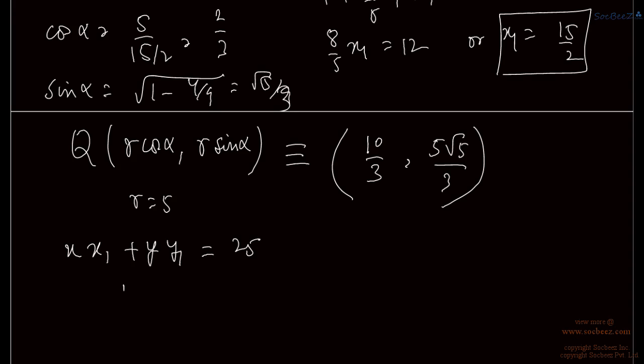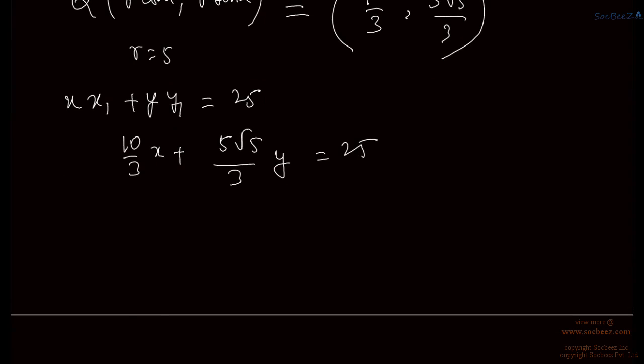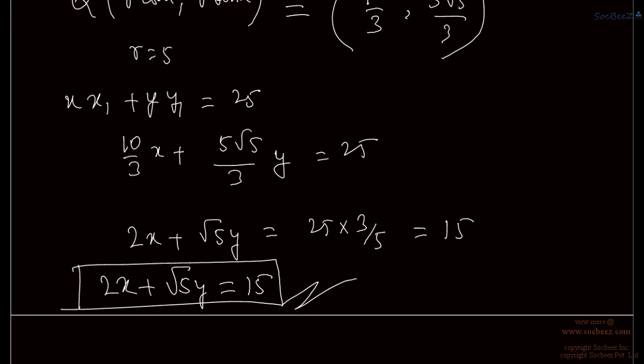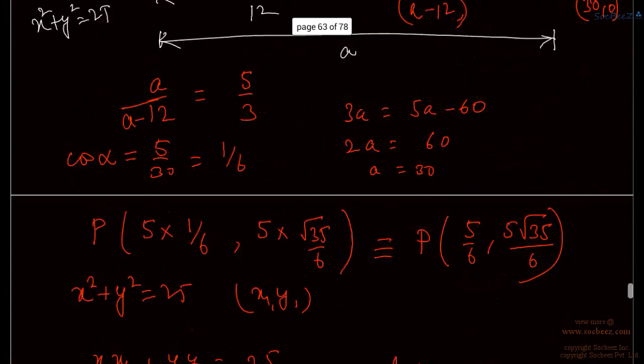So again the equation of tangent is similar, x x1 plus y y1 is equal to 25. Instead of x1, y1 we are going to put this value. So 10 by 3 x plus 5 root 5 by 3 y is equal to 25, or we have 2x plus root 5 y is equal to 25 into 3 by 5, which is equal to 15. So we have equation as 2x plus root 5 y is equal to 15. So this is one of the transverse tangents. Similar way you can get another transverse tangent.